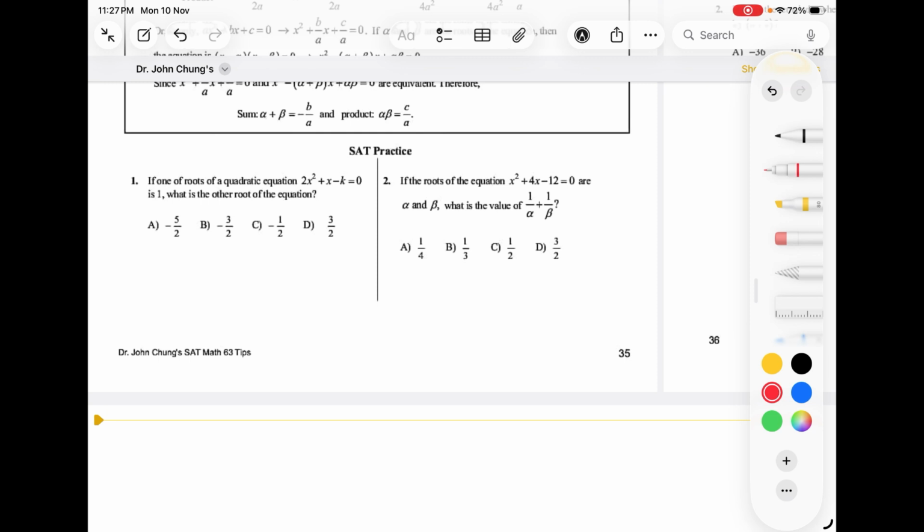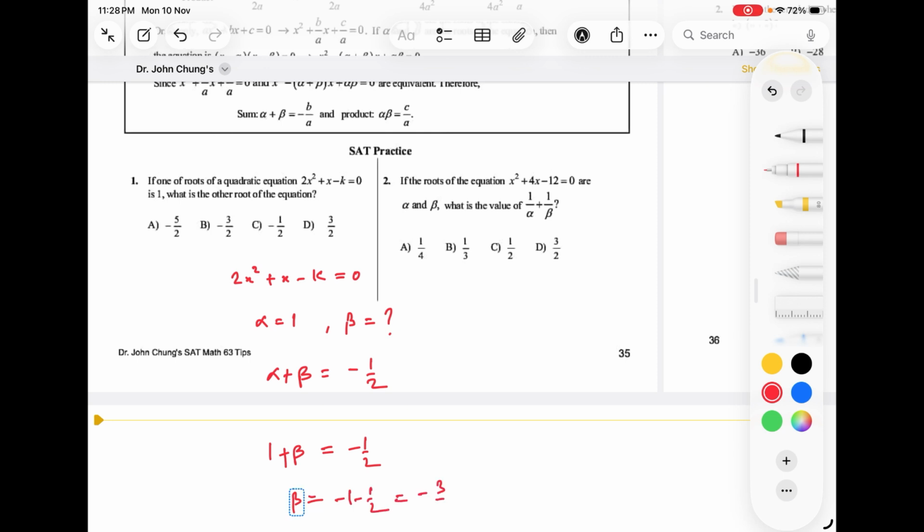So the quadratic equation given is 2x square plus x minus k. One of the roots, say alpha, is equal to 1. We need to find beta, right? And here the sum of the roots alpha plus beta is minus b by a, that is minus 1 by 2, because b is 1. And alpha value is 1, we need to find beta. So beta becomes minus 1 by 2 minus 1, which is minus 3 by 2. So B is the correct choice, right?